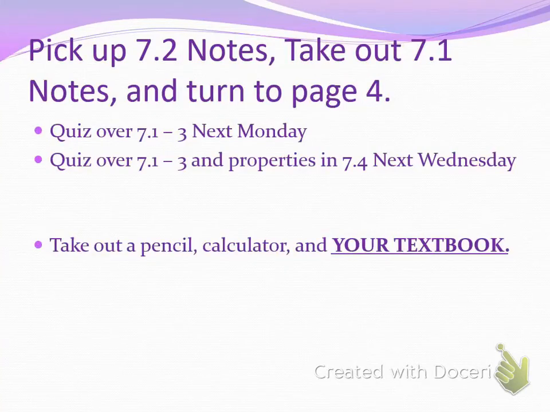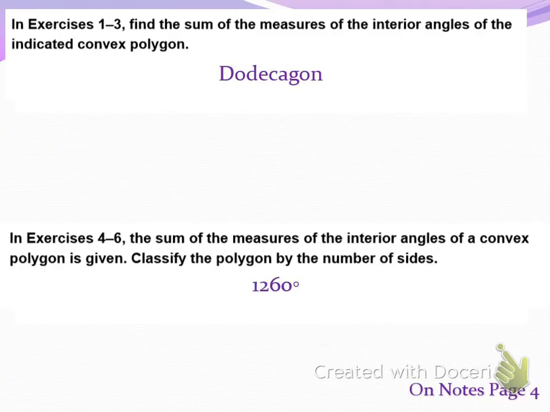So we're on page 4 of 7.1. Looks like this. It says find the sum of the measures of the interior angles of the indicated polygon. The sum means what they all add up to. So how do I find what all of the inside angles add up to?